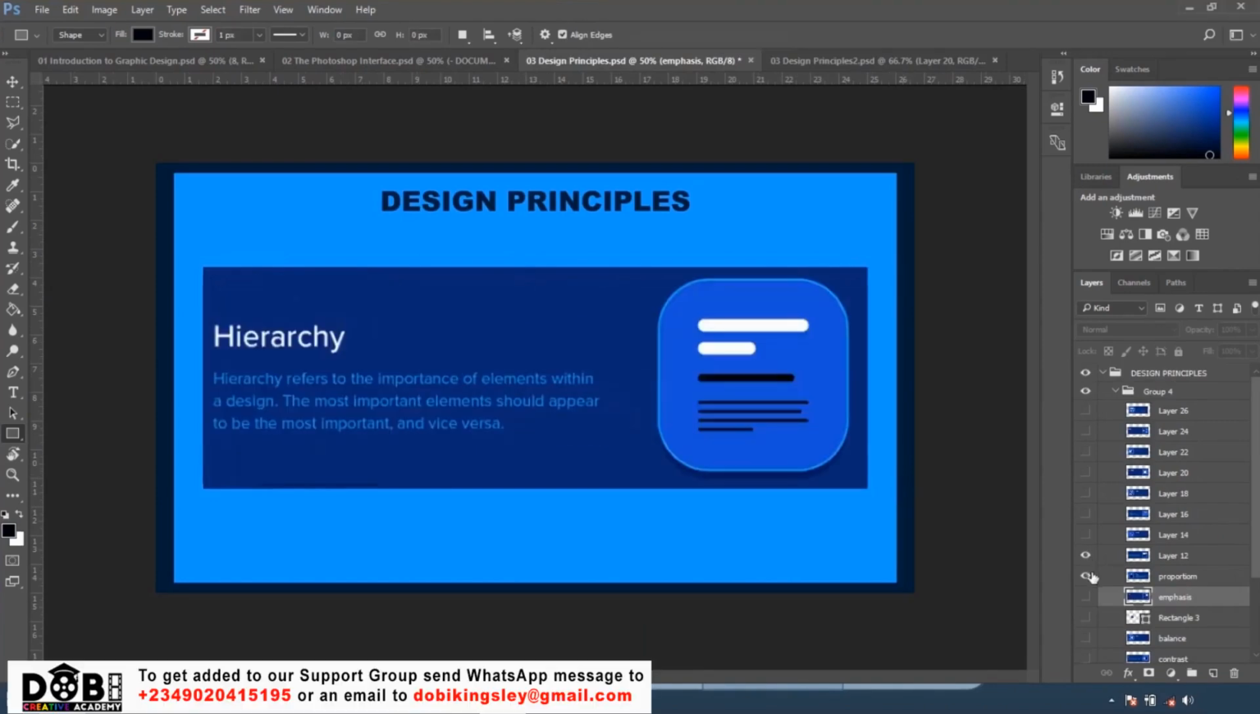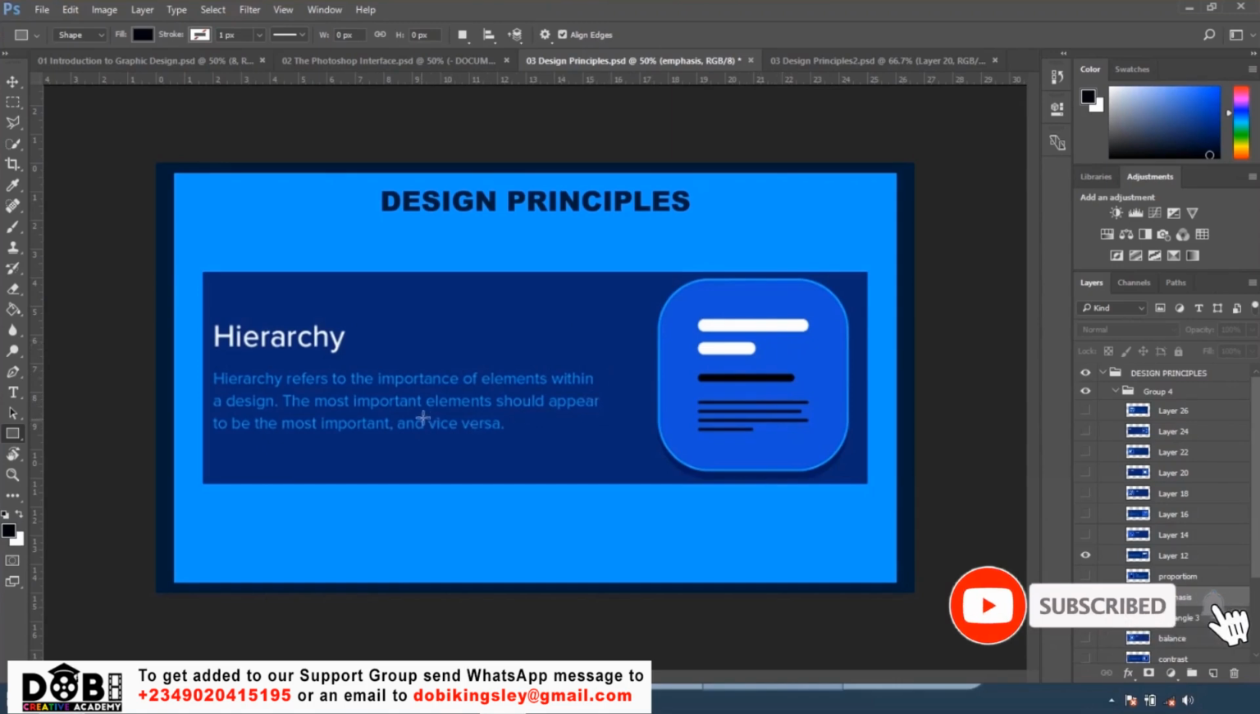And the next one is hierarchy. All right, so hierarchy basically just refers to the importance of elements within a design. The most important elements should appear to be the most important and vice versa. If you're designing, it doesn't make sense for you to make your most important elements invisible in relation to the ones that are not really important.